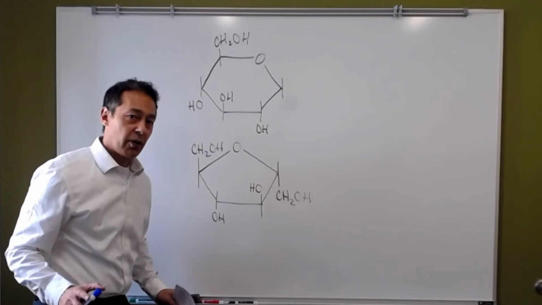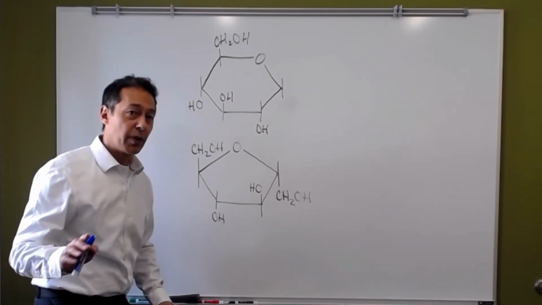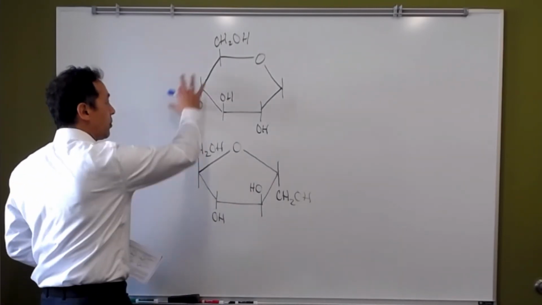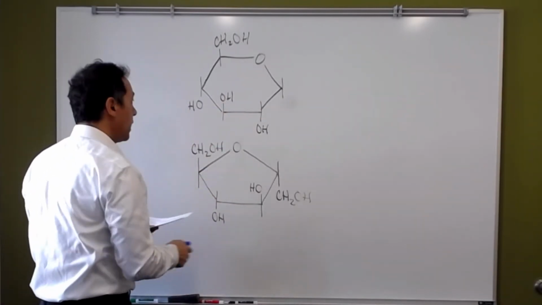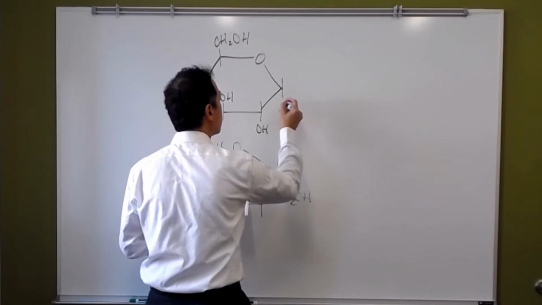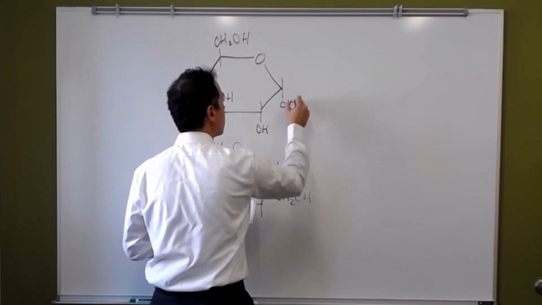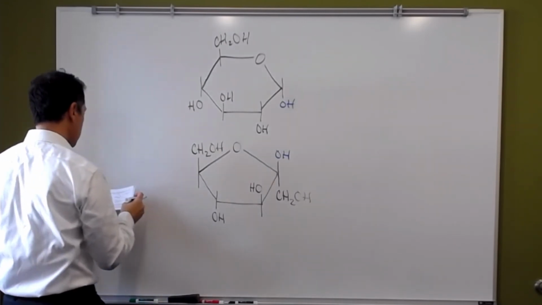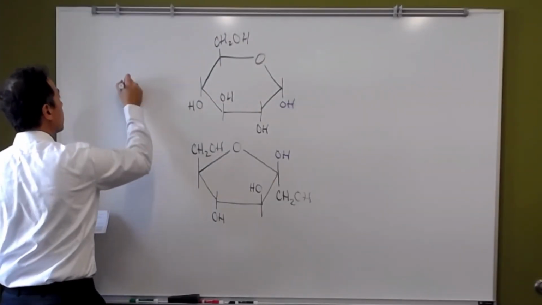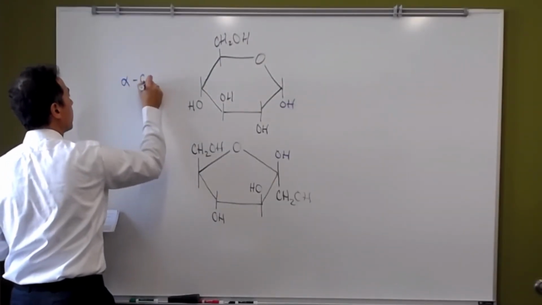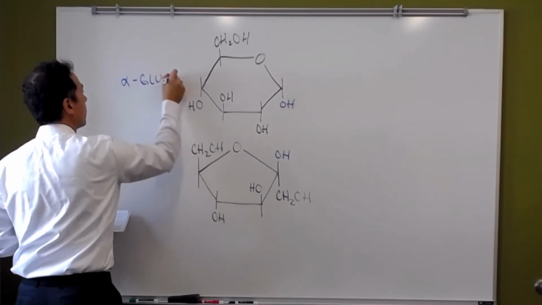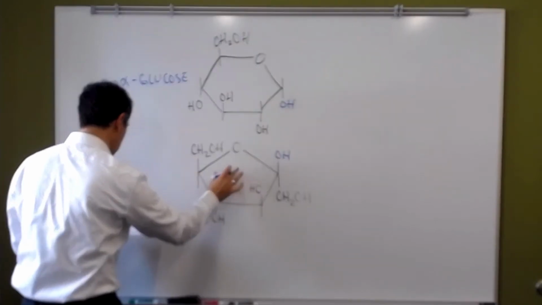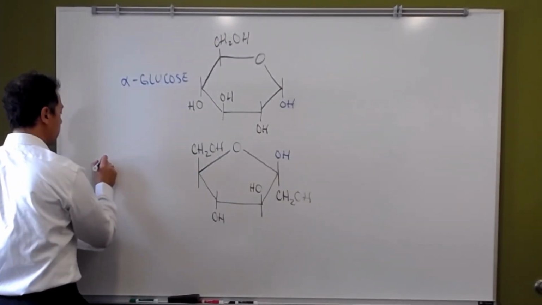This disaccharide is also of interest, but we're going to start with the monosaccharides first and then pull it together. So up here I have a monosaccharide. I better put the OHs on here. OH on there. Okay. This monosaccharide right here is alpha glucose. Alpha glucose. And this one right here is beta fructose.